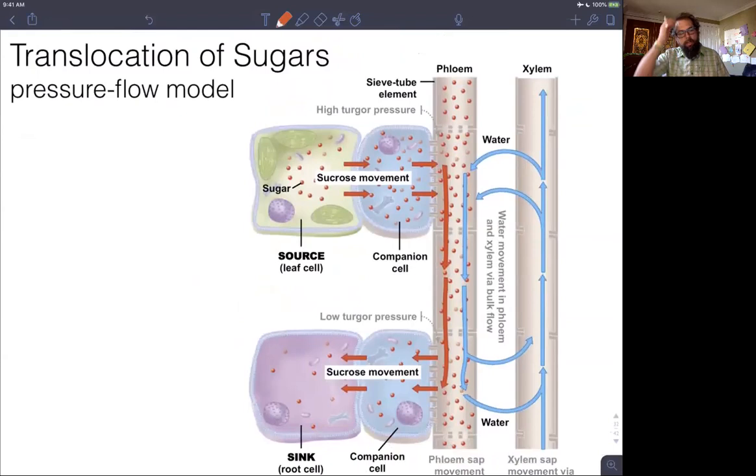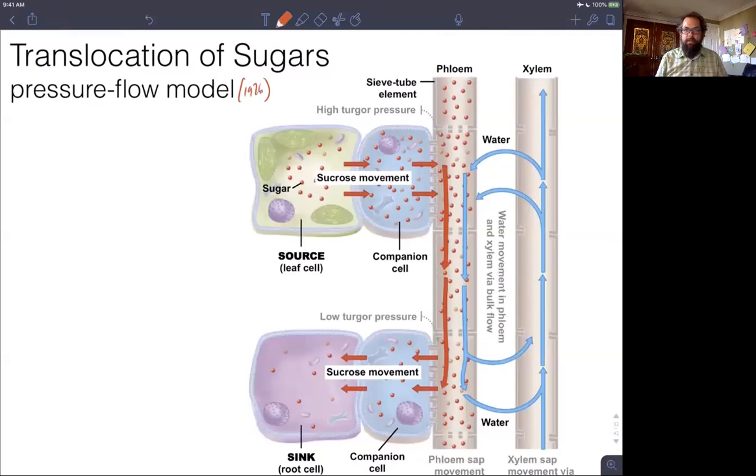Okay, so just like we looked at with the movement of water, transpiration in a plant, we can summarize translocation, or movement of sugars, through a model that's been developed called the pressure flow model. And that pressure flow model is a hypothesis that was first proposed in 1926. So this is something we've known for a while, but not forever.